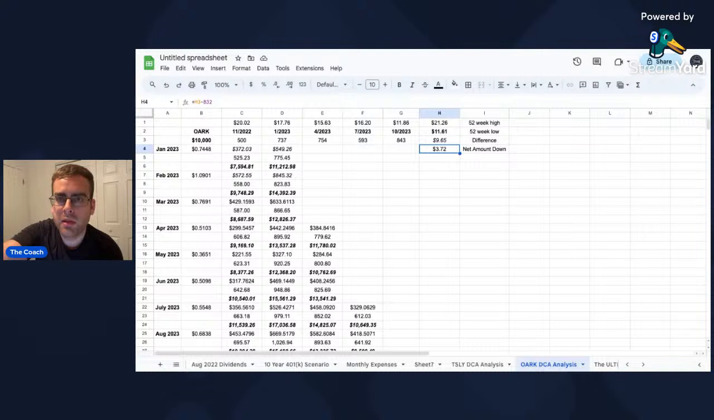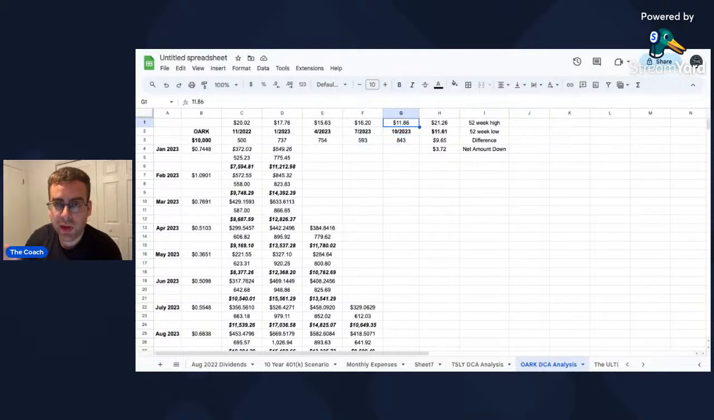So, okay, no comments yet. All right, so here's how we would have done. If we bought in November, we would have had 500 shares at a price of $20.02. In January, we would have gotten 737 shares at a price of $17.76. In April, $15.63 would have netted us 754 shares. In July, $16.20 would have netted us 593 shares. October would have netted us 843 shares.